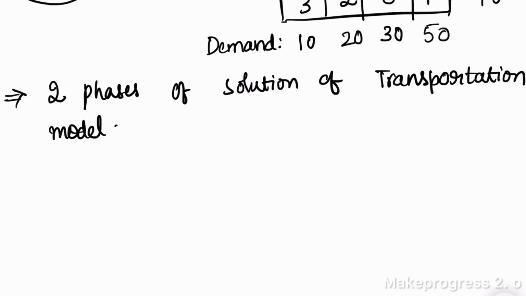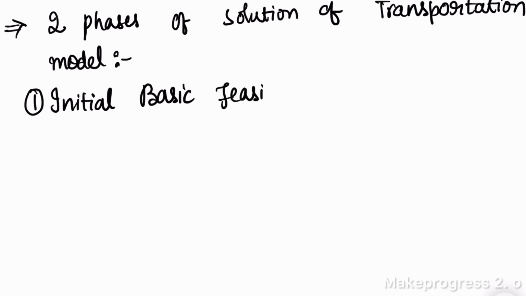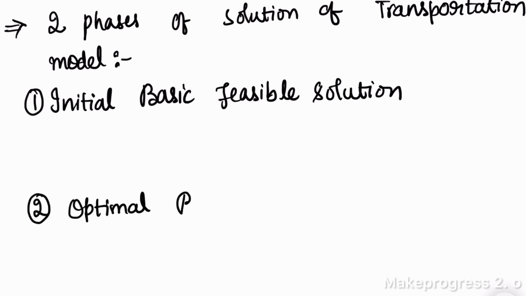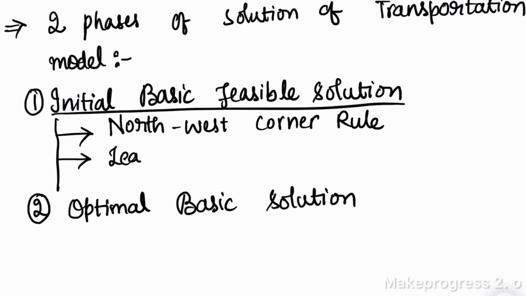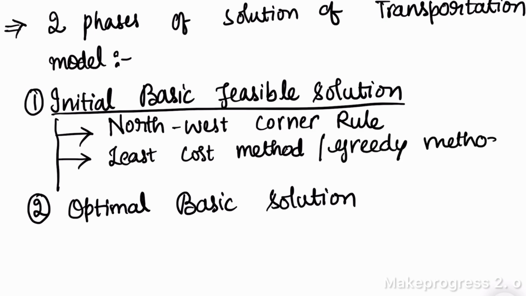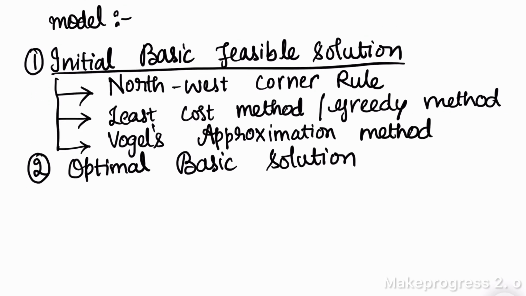For doing the solution of transportation model, there are two phases. First one is the initial basic feasible solution, IBFS, and the second one is the optimal basic solution. In the initial basic solution, you can do it by using three methods. First one is the northwest corner rule, the second one is the least cost method, or you can say it as greedy method. And the next one is Vogel's approximation method. You would say it as VAM method as well.